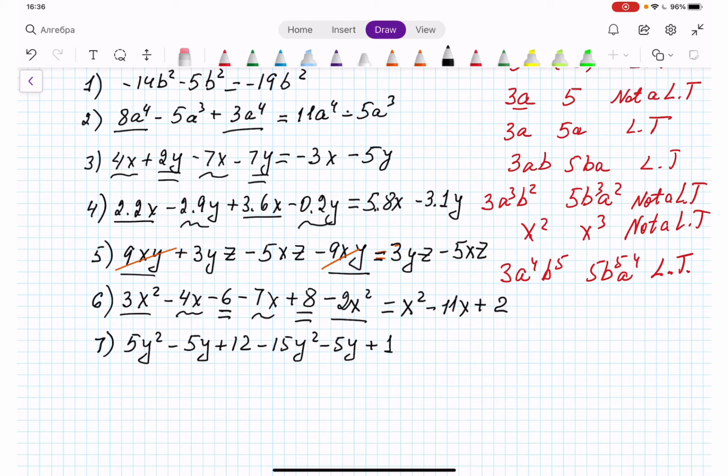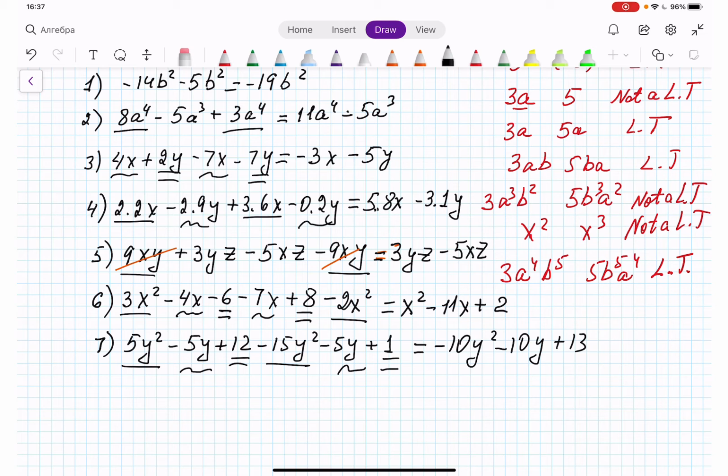All right, so what do we have? 5y squared is like term with negative 15y squared. Negative 5y like terms, and plus 12 and plus 1 like terms. So what do we have? Negative 5y squared, negative 15y squared going to be negative 10y squared. Negative 5y, negative 5y, negative 10y, and plus 13.